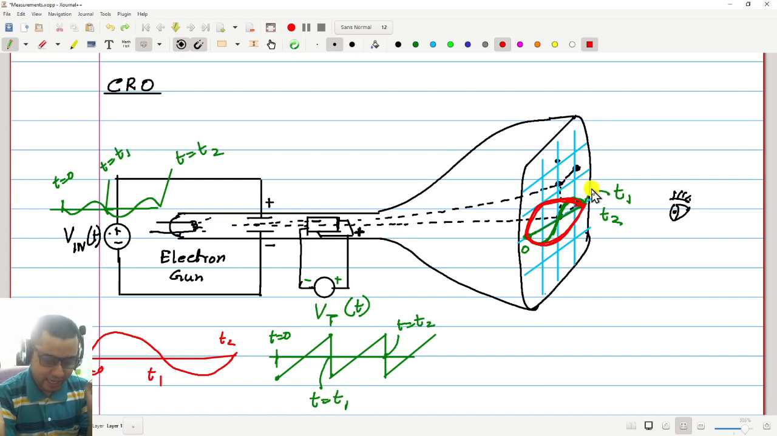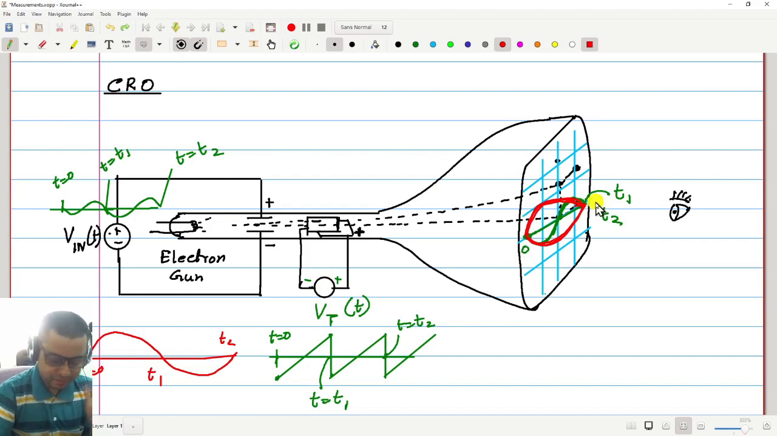Therefore, suppose here I apply an unknown voltage waveform and we want to see this waveform, then here also I have to apply a sawtooth waveform whose frequency is a proper multiple of this frequency. And normally in an oscilloscope we will have arrangements to change this frequency, a knob so that we can change this frequency, and for a particular setting we will get a proper display. Otherwise we will not get the proper display.